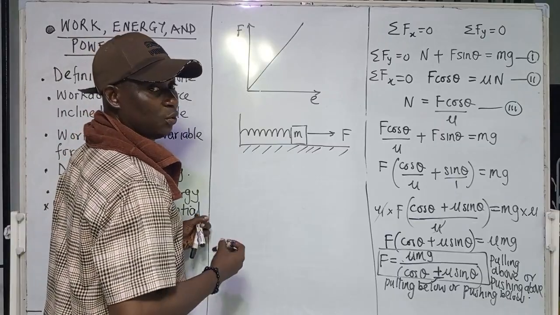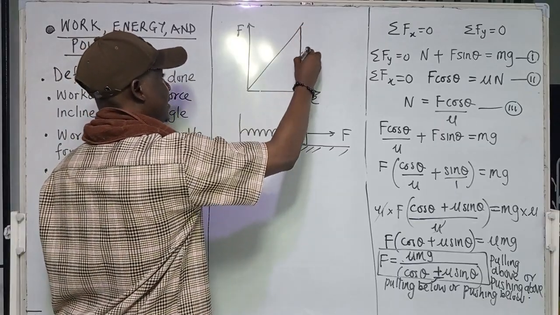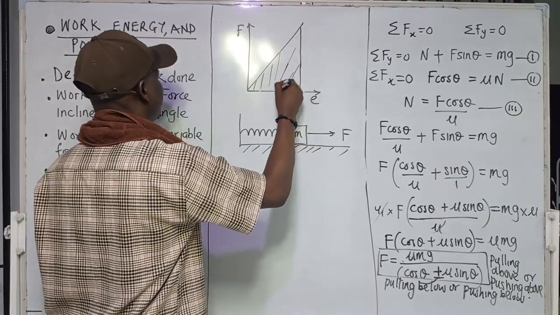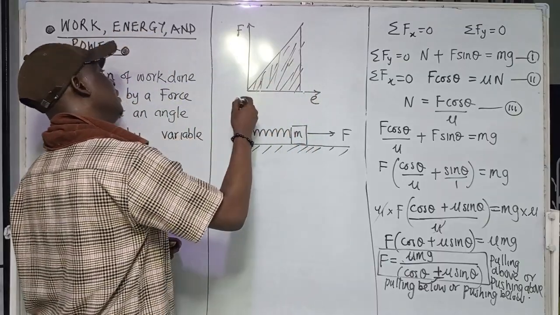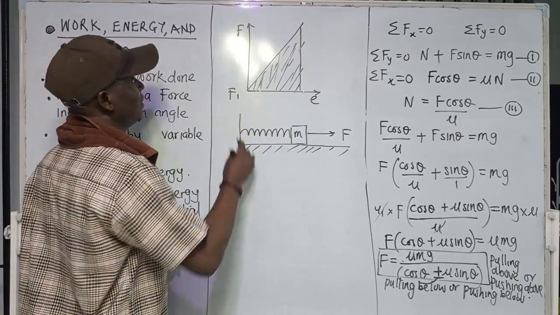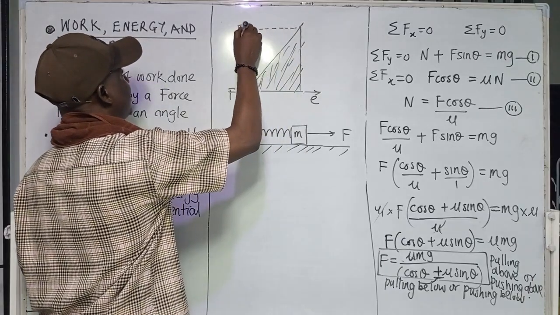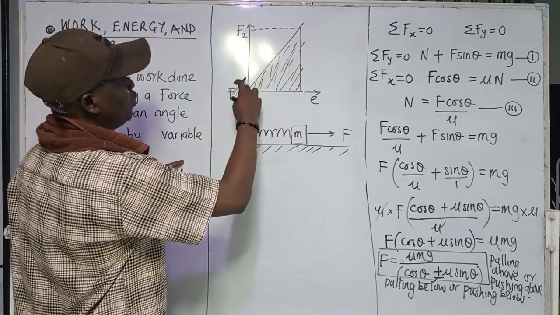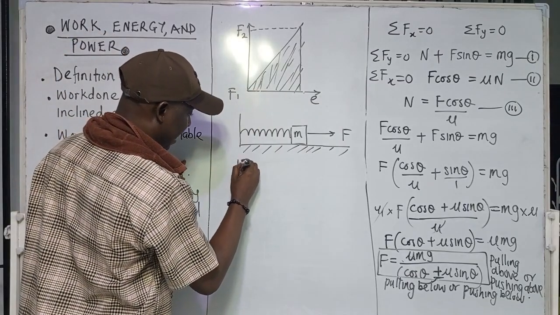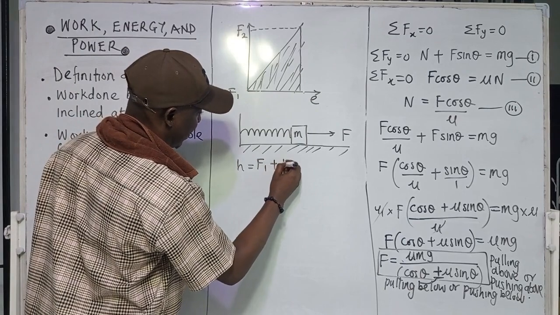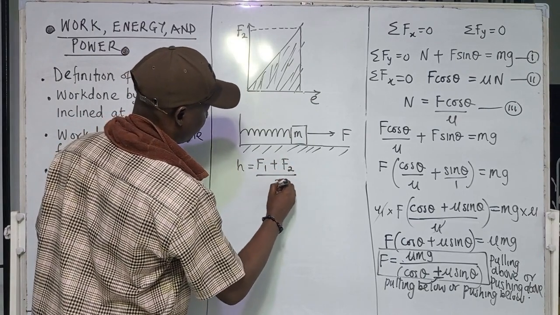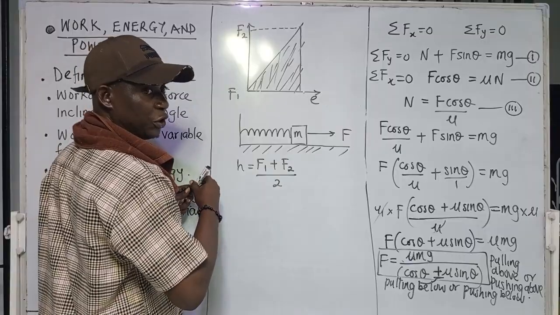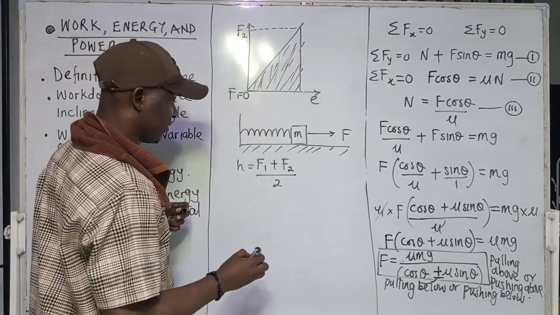Look at the board. I want to have a straight line graph. Now, what do you notice? The graph started from the origin. Let me shade it. This place, let's call it F1, and let's call the highest point here F2. Now, if I want to calculate the total force, the height, what do you have? The height becomes F1 plus F2 over 2. Don't forget F1 is 0 because it's starting from the origin. Is it not? Yes.